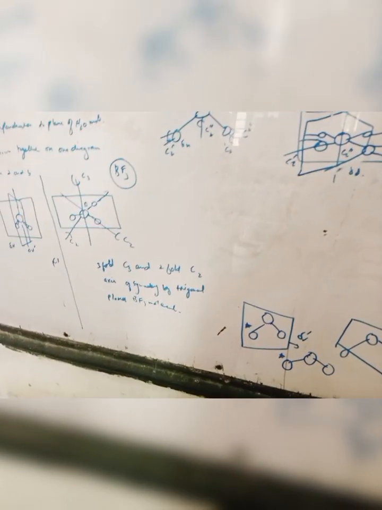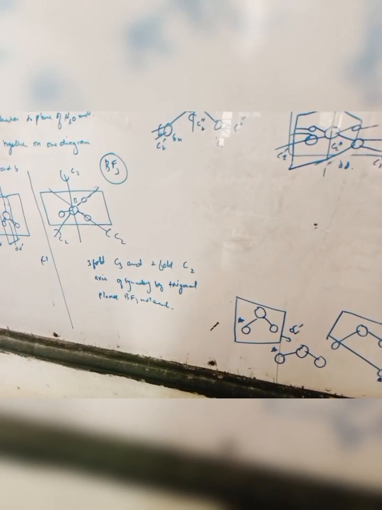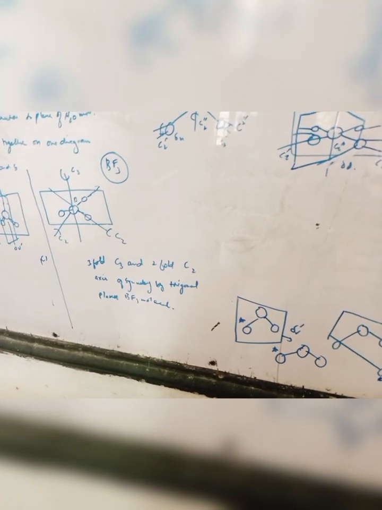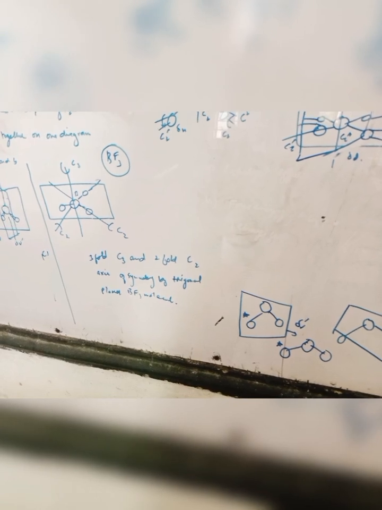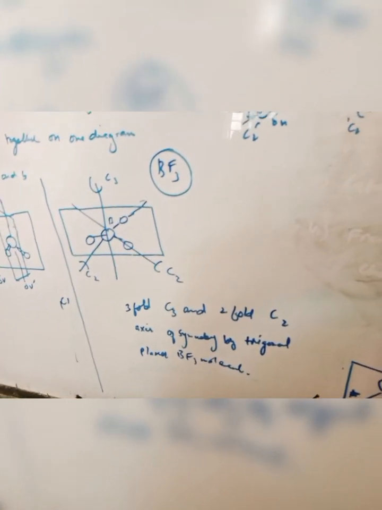Now here is the PF3 molecule, which has basically a C3 axis and three C2 axes of symmetry, and which is a trigonal planar molecule. This is the structure of PF3.